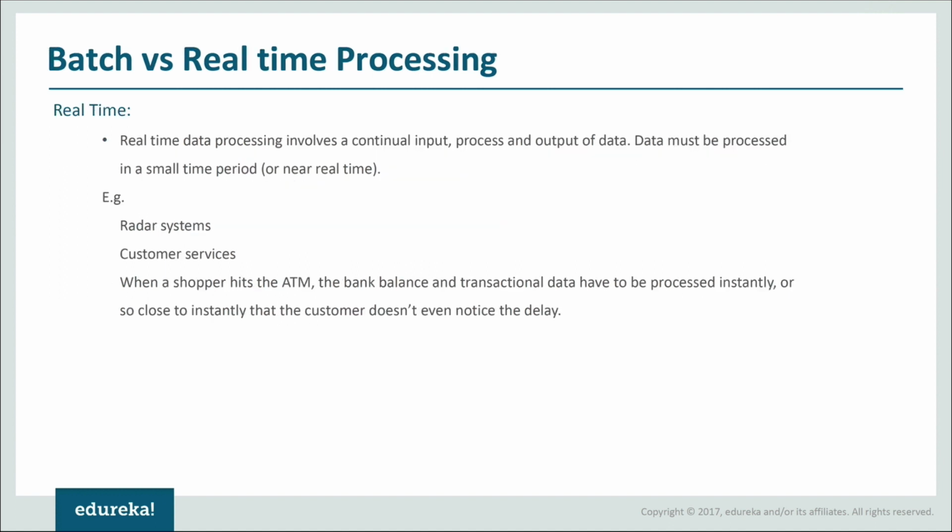So let's see what real-time processing tasks are. In real-time data processing, the data is coming continuously and you are processing and outputting the results of that data. So data must be processed in a very small time period. For example, you have radar systems, you have customer services, and suppose when a shopper hits the ATM, you need to update his bank account immediately, and it should be so quick that the customer doesn't even notice the delay. So you're processing the events as they are coming in.